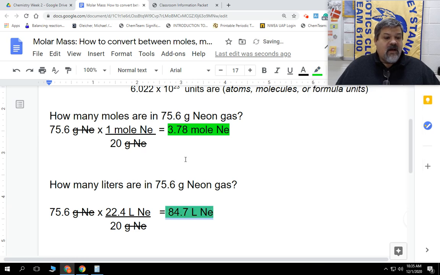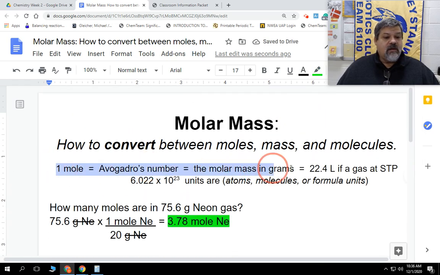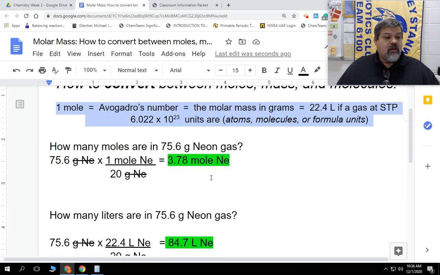So again, that's how we convert from one to the other. We're using all of these things right here, and they're all going to be equal to it. So again, if I was going to go to liters, I have liters. If I was going to go to Avogadro's number, my units would be atoms, molecules, or formula units. And then a mole is just 1 mole, which is just a unit. And then the molar mass, we always have to calculate that in grams. So that's how we do our converting between these.